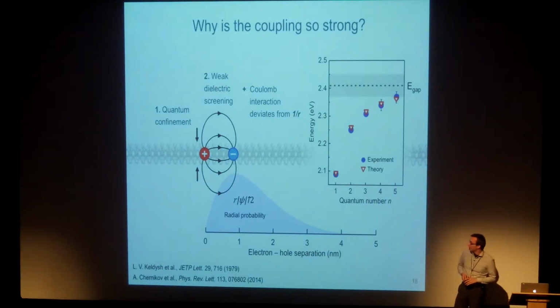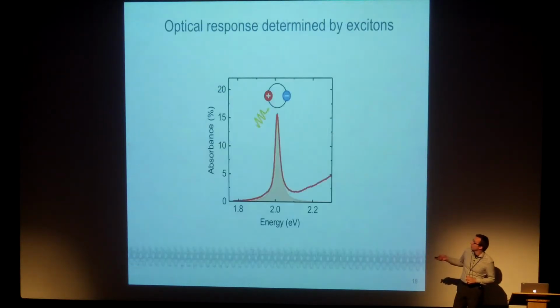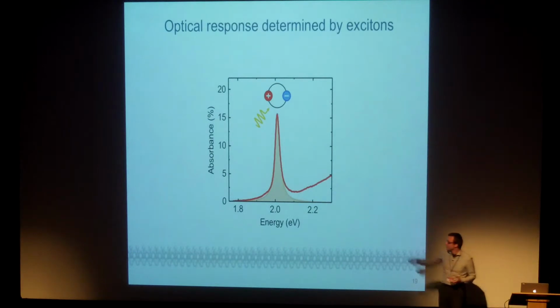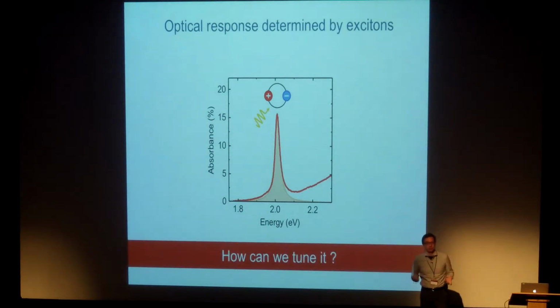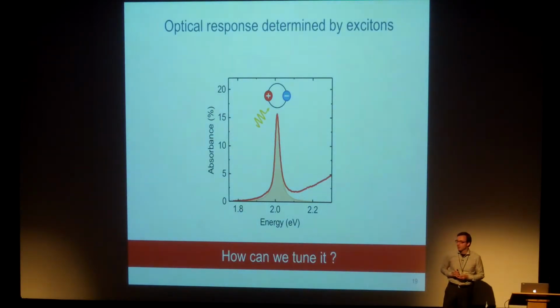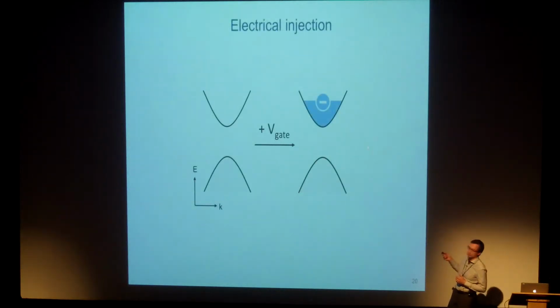All right, so what I have shown you now is that the optical properties of this material and the very strong absorption, the 10 to 15%, mainly originate from these excitonic complexes. And one of the questions could be, how can we tune it? And of course, there is a variety of ways to do so using all sorts of external fields. I will present you two ways to do so. The first one is electrical injection.